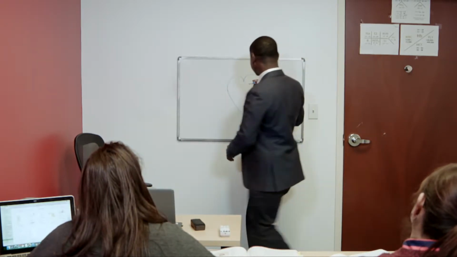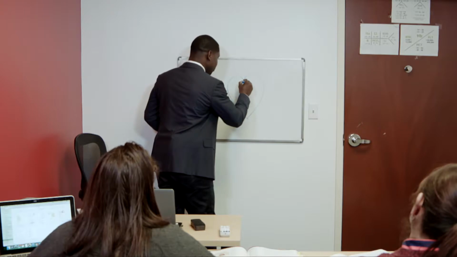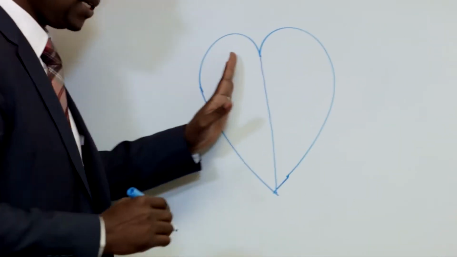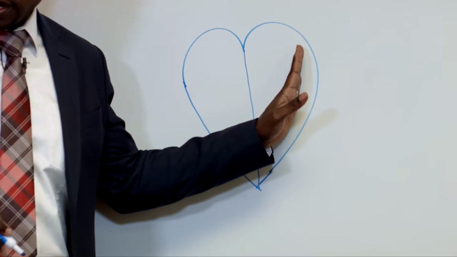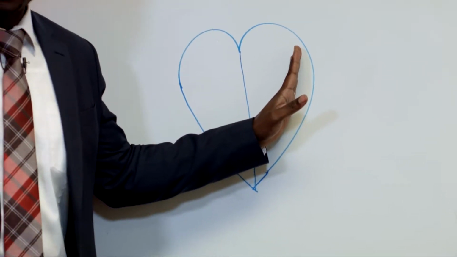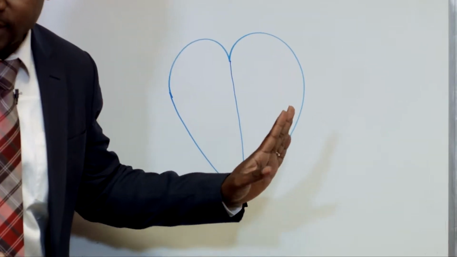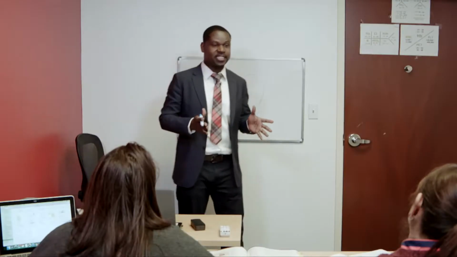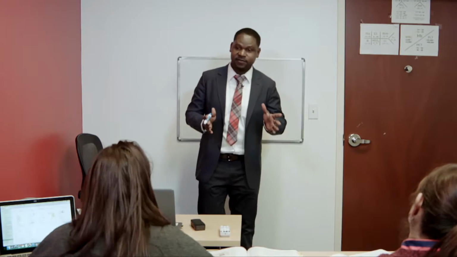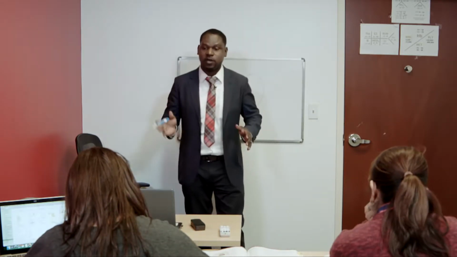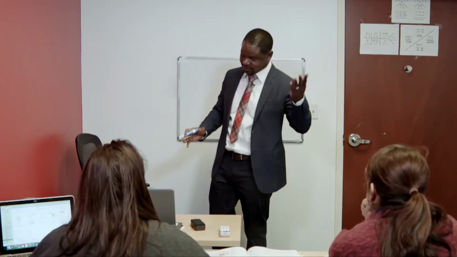We have two sides: the right side of the heart and the left side of the heart. How many sides? Two sides, right side and left side. They are kind of different, and they have different pathology. It's very important to know we have a right side of the heart and a left side of the heart.